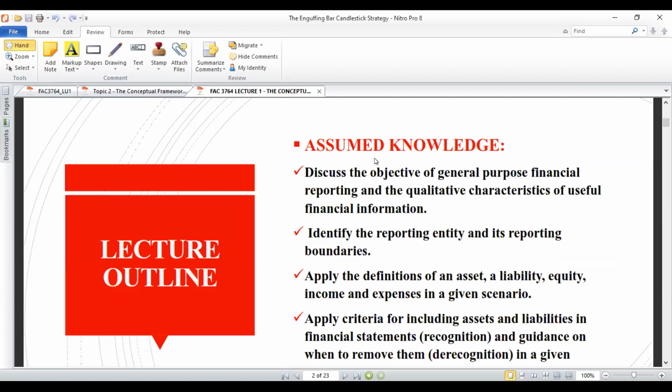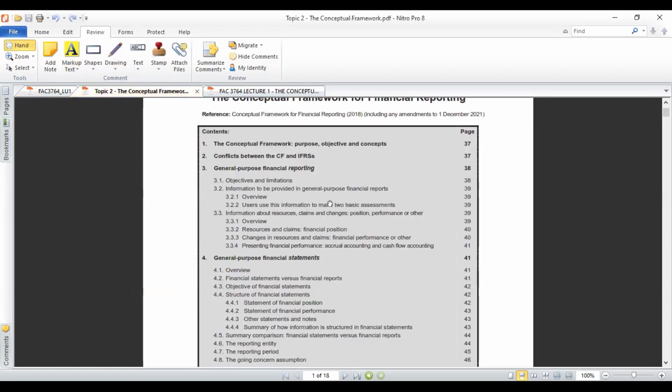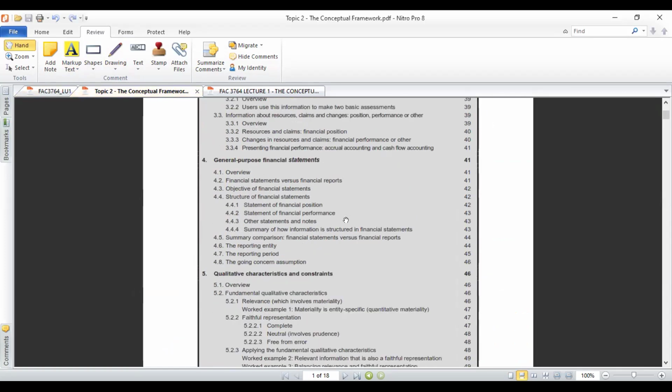So, without any further ado, let's quickly go through the conceptual framework and see the dynamics around this. These are the key learning objectives that you need to have achieved by the end of this discussion. Number 1, you must be in a position to discuss the objective of general purpose financial reporting and the qualitative characteristics of useful financial information. By the way, this very same learning unit 1 is found in chapter 2 or topic 2 of your textbook.